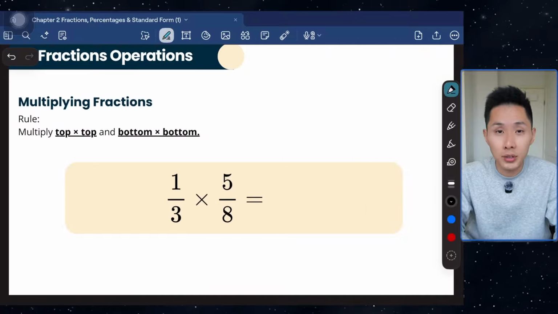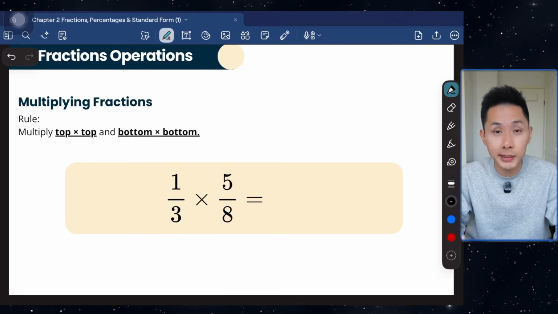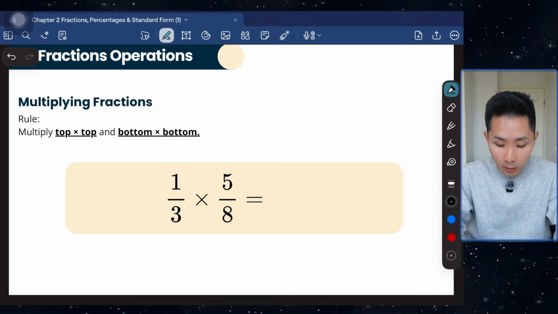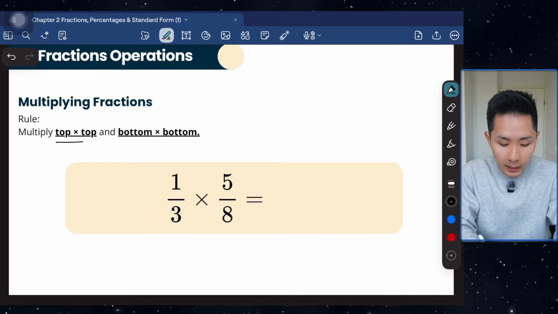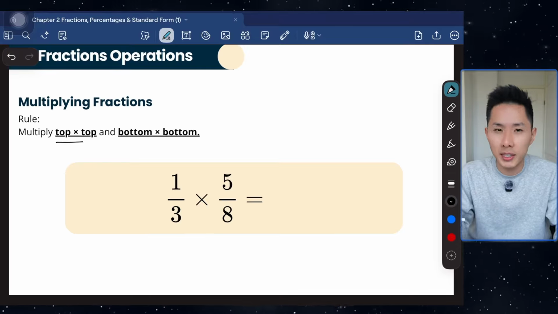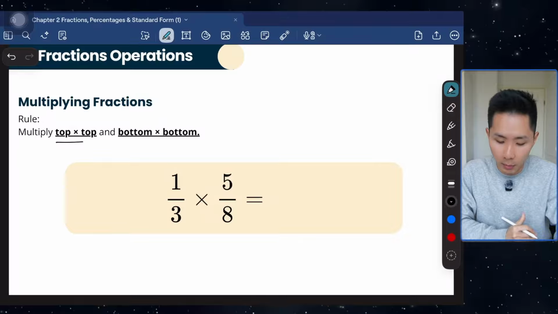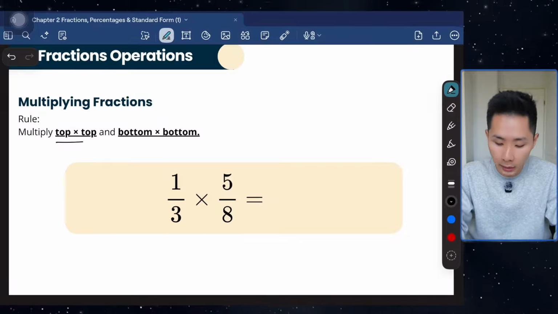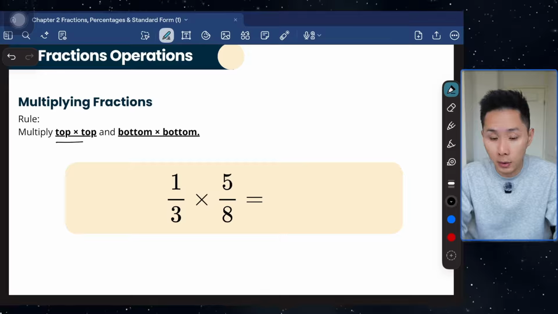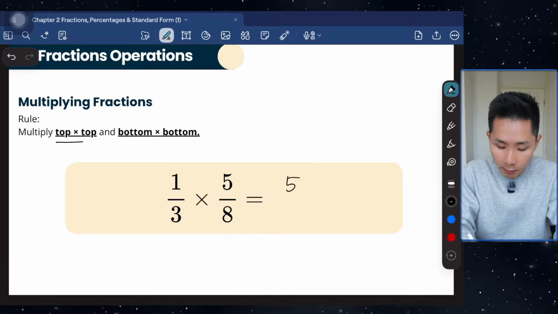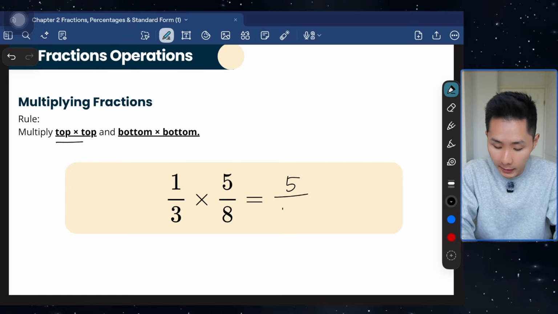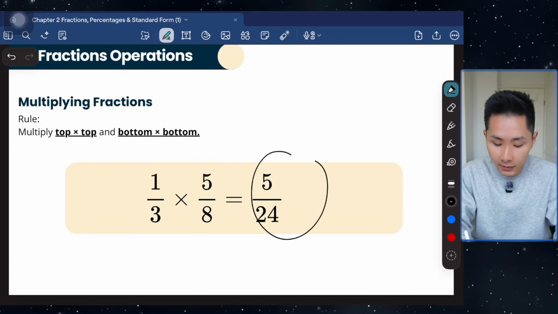Now let's move on to multiplying fractions. You can do this without using the calculator. The rule is that we multiply the top and top, which are the numerators, and multiply the bottom and the bottom, the denominators. For example, 1 over 3 multiplied by 5 over 8, you will get 5, 1 times 5, 5, and 3 times 8, 24. And that's how you solve it, easy peasy.